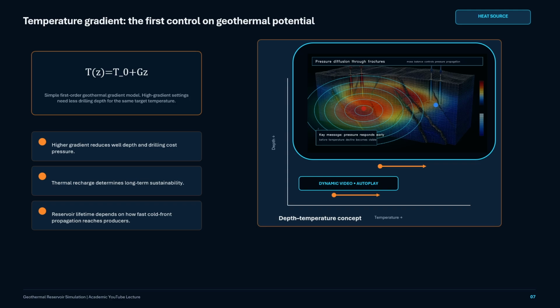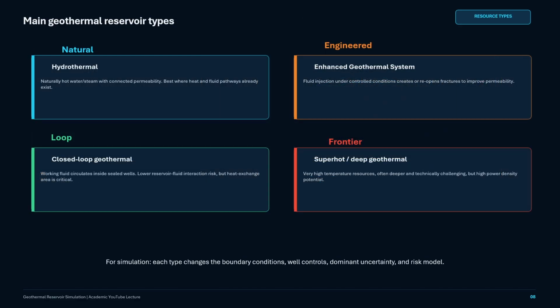A hot rock with no permeability may be technically interesting but difficult to produce. That is why geothermal evaluation must combine temperature, depth, permeability, fluid availability, and surface demand. The temperature profile gives us the first clue, but the reservoir engineer must still ask whether heat can be produced at a useful rate. There are several types of geothermal reservoirs. Natural hydrothermal systems already contain hot water or steam and connected permeability.